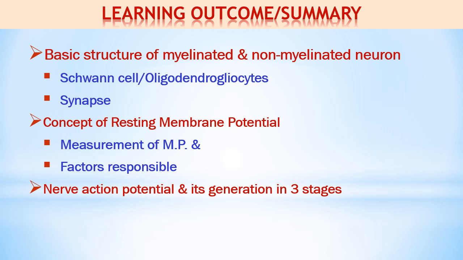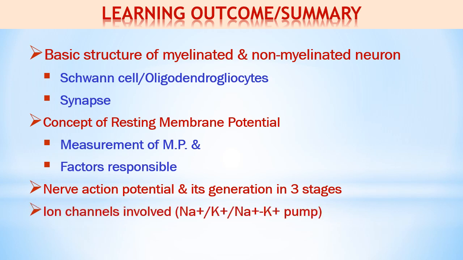We also discussed the nerve action potential and its generation in three stages: the depolarization stage, repolarization stage, and hyperpolarization. And to achieve the depolarization, the threshold achievement is most important. We also discussed the ion channels involved in the generation of action potential, like the sodium ion channel, potassium ion channel, and the sodium potassium pump. We discussed the characteristics of these channels: the sodium ion channels have two gates, one is the activation gate, another is the inactivation gate.